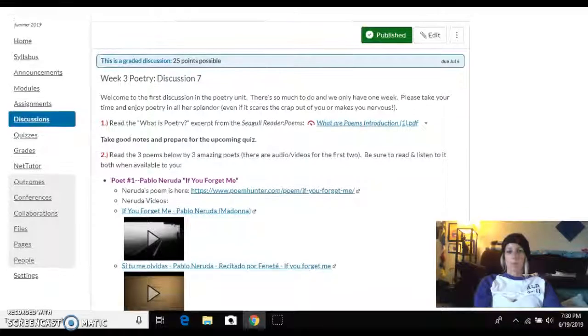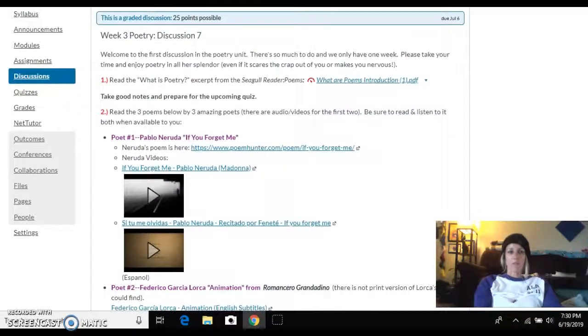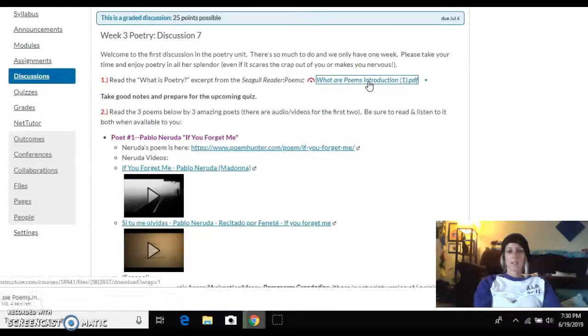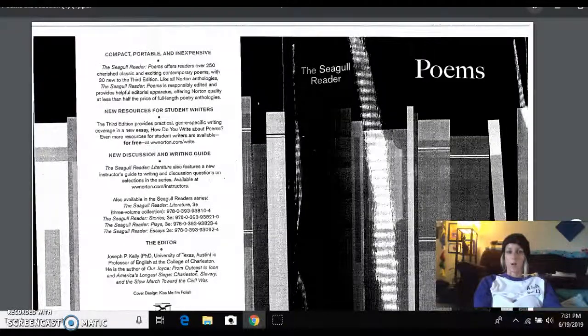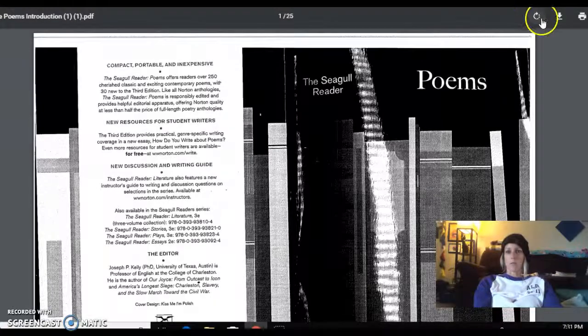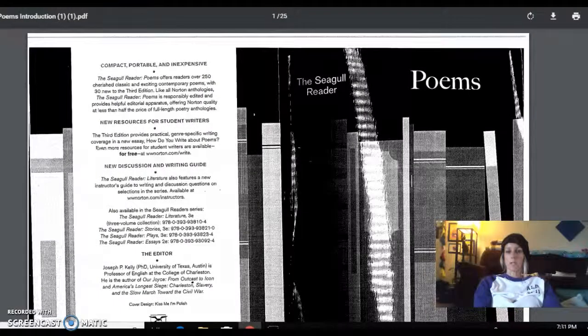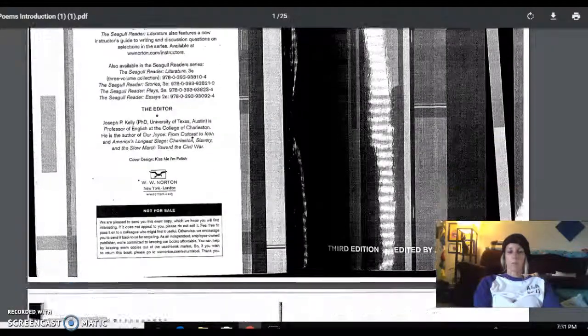And so I'm just going to pull up another introduction from a Siegel book titled What Are Poems? Introduction. So it looks really similar to What Are Short Stories. I'm just going to rotate it so you can actually read it. Again, I just use this feature here, this rotation feature, to rotate it. Much easier to read. So here we are. Here's our poems from the Siegel Reader.